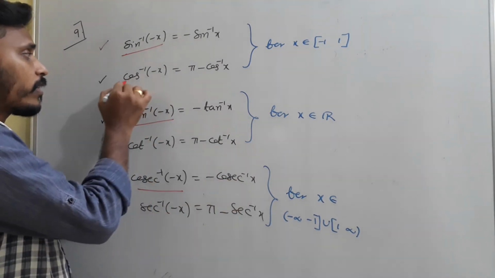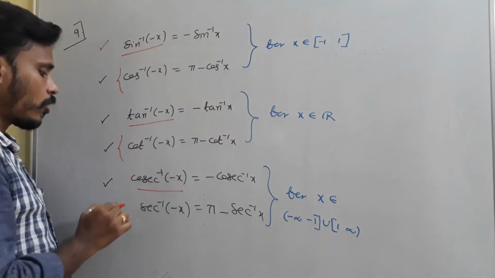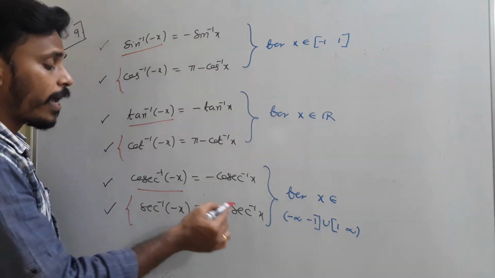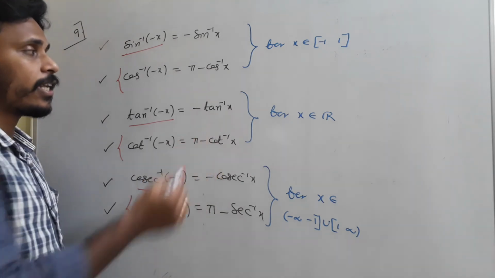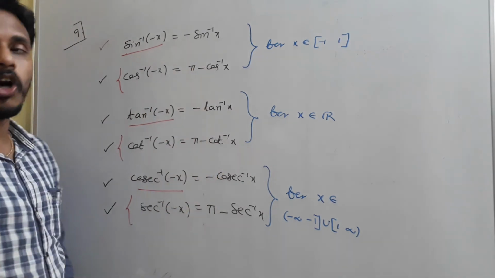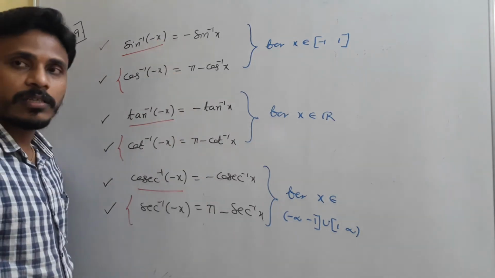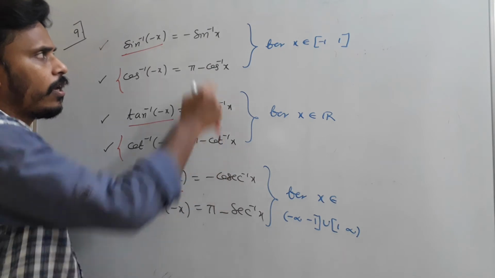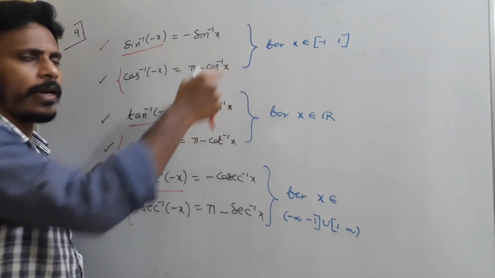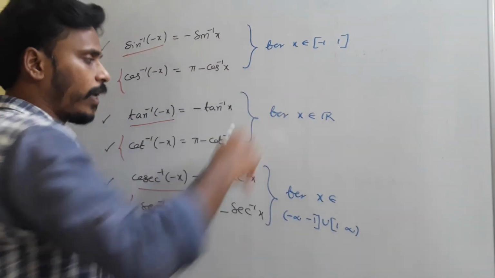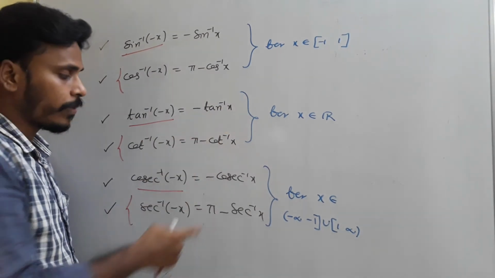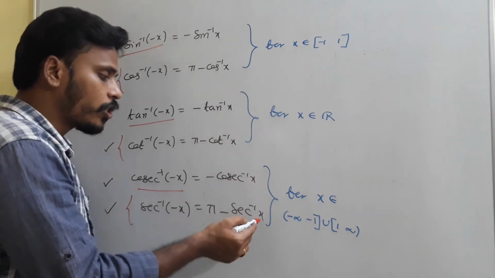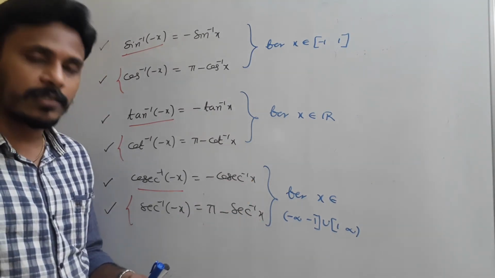But for the remaining three, cos inverse, cot inverse and secant inverse of the negative angle minus x, the answers are pi minus cos inverse x, pi minus cot inverse x and pi minus secant inverse x. And all these things are again in the same domain of x. As we know, the domain of these two functions is minus 1 to 1, the same thing we need to accept for x. For cot inverse, x is all real, and for the others x is in the range minus infinity to minus 1 union 1 to infinity, which is the same as the domain of cosecant inverse x and secant inverse x.